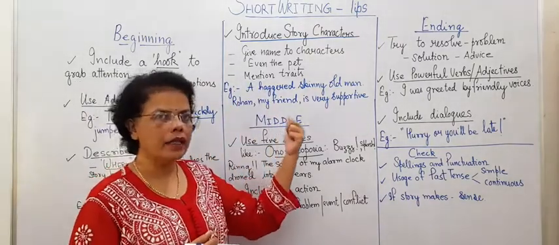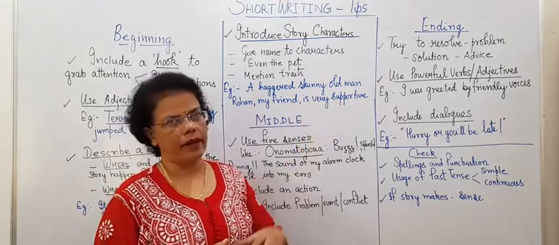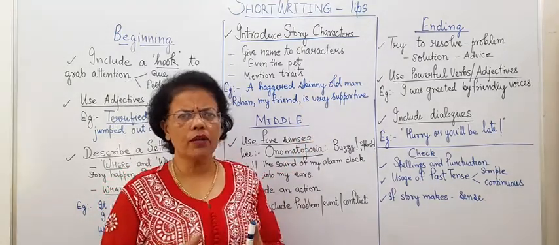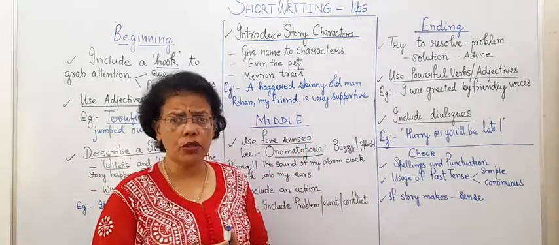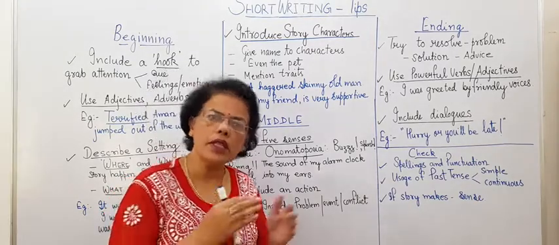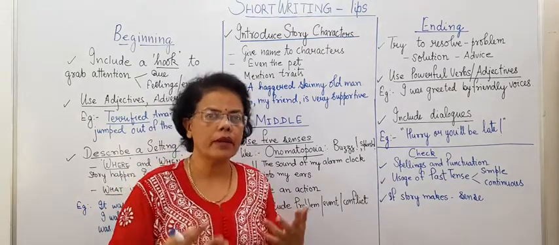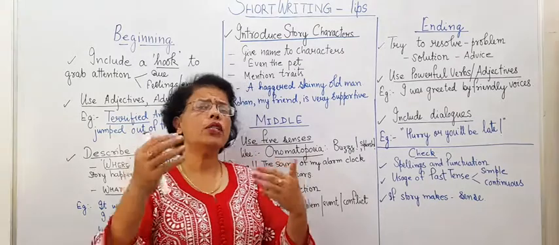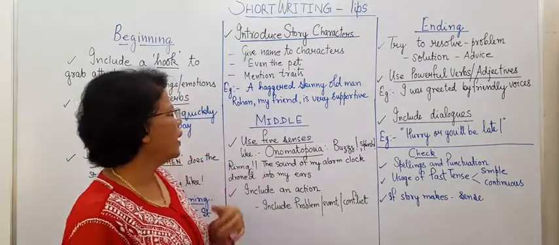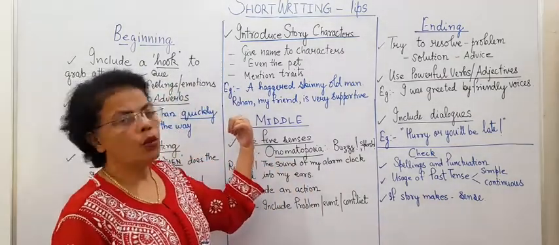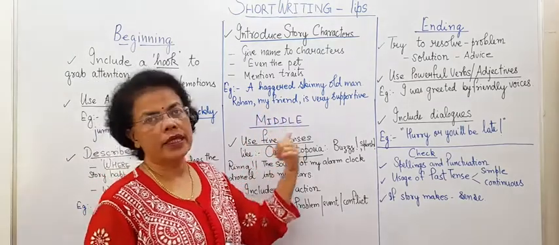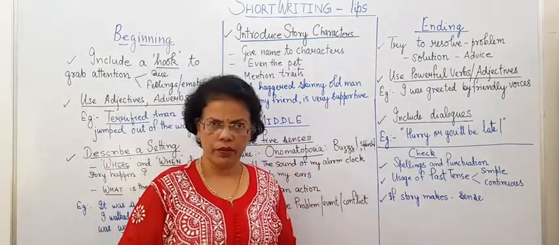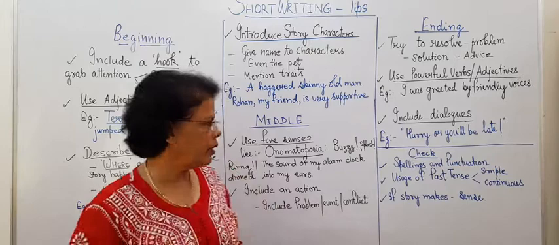A haggard, skinny old man. So he was not looking good, but he was skinny also, an old man. So this is how you have to describe the characters which you are introducing into it. Then maybe Rohan, my friend, is very supportive. This way you have to write.